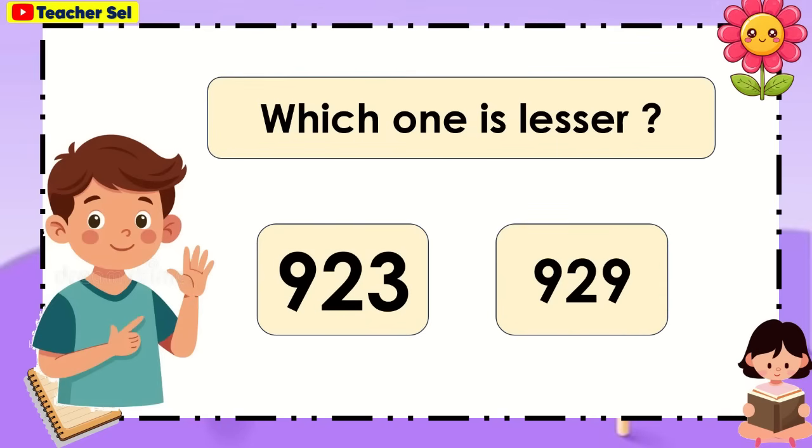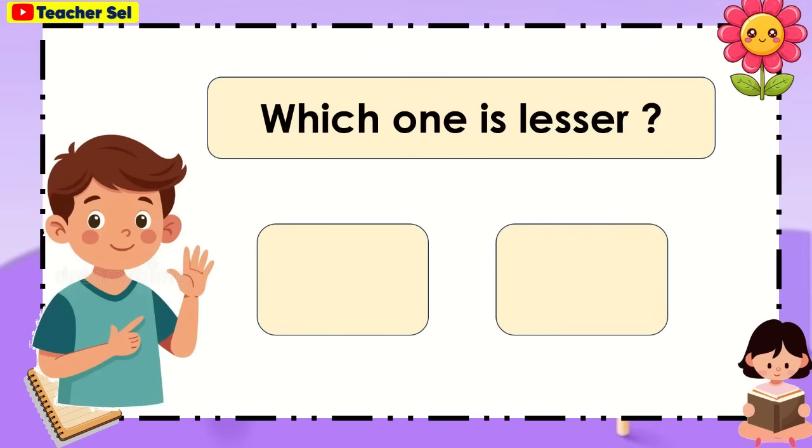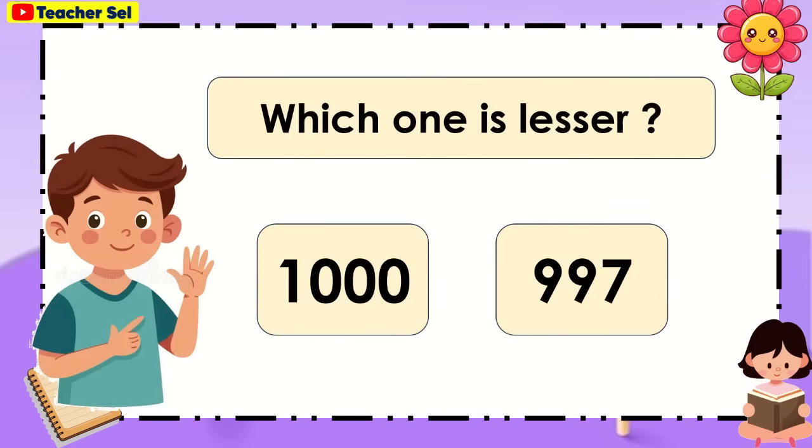923 or 929? You're right, it is 923. 1000 or 997? You're right, it is 997.